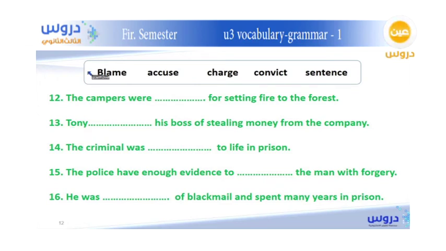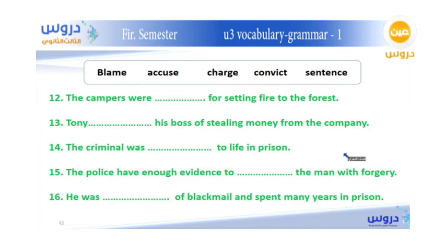It will be the sentence, okay. Reading number 13: Tony accused his boss of stealing money from the company. He was sentenced for blackmail, and spent many years in prison. Number 15, the police have enough evidence to charge the man with forgery, right? What about number 14? Who is 14? Naif, are you 14? Okay. All right, I'm waiting for your answers.